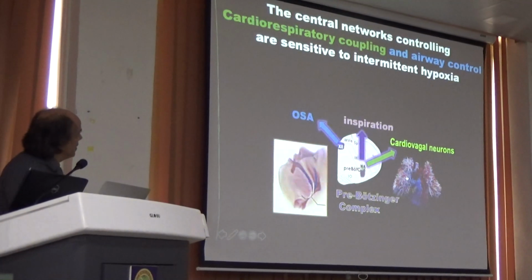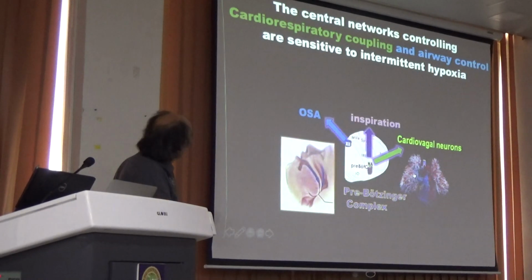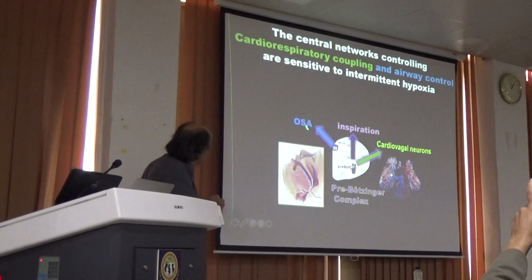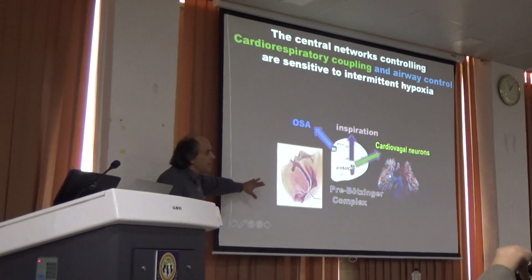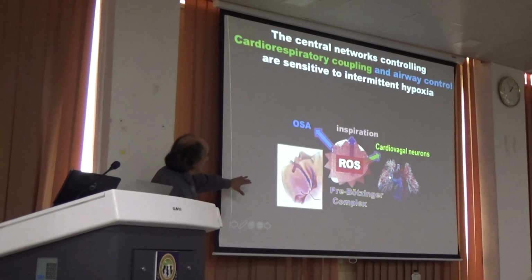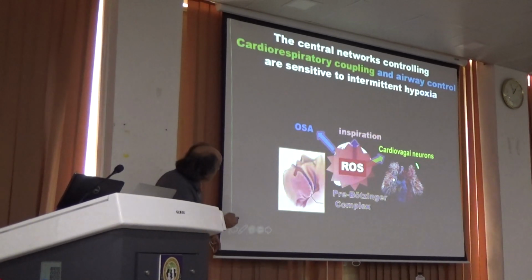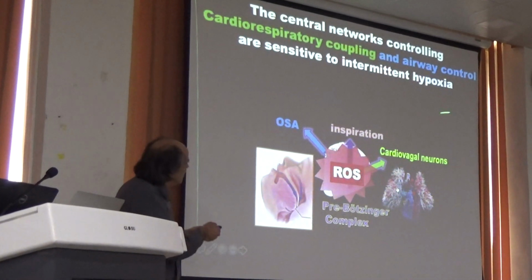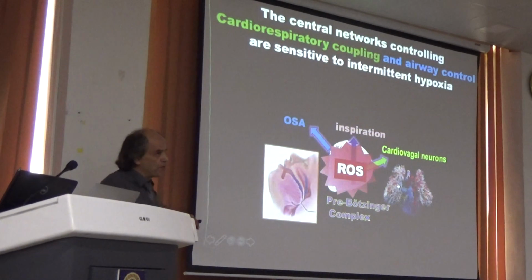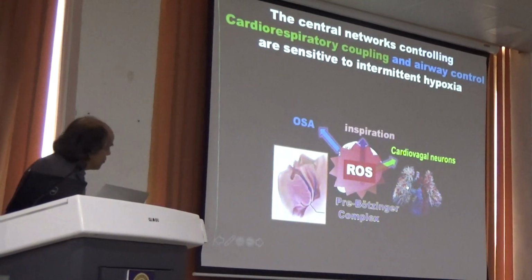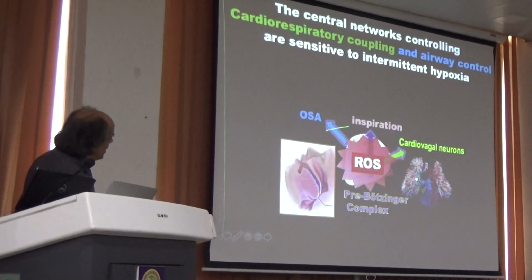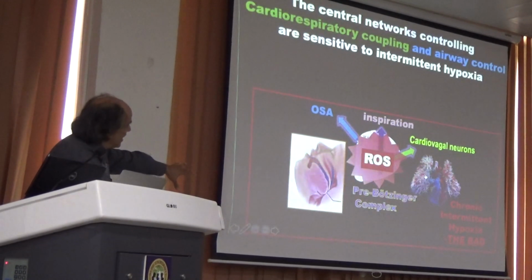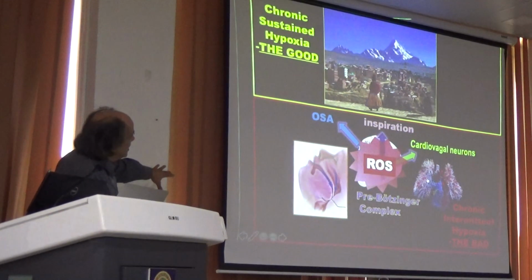What I showed you is that this central network that controls your cardiorespiratory coupling, your inspiration, and your upper airway is, in intermittent hypoxia, driven by oxidative stress. And this oxidative stress dismantles this network. You fail to activate your tongue, you fail to activate your heart, and you fail to breathe properly. And that's the problem. So, how can we understand the detrimental effect of chronic intermittent hypoxia, the bad side, and compare it to the good side that Gustavo told us?